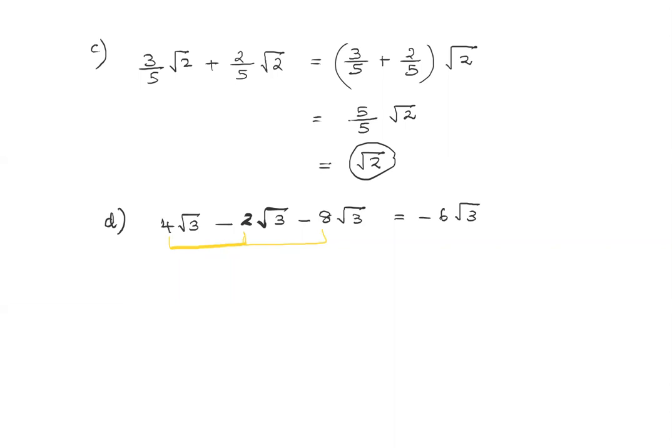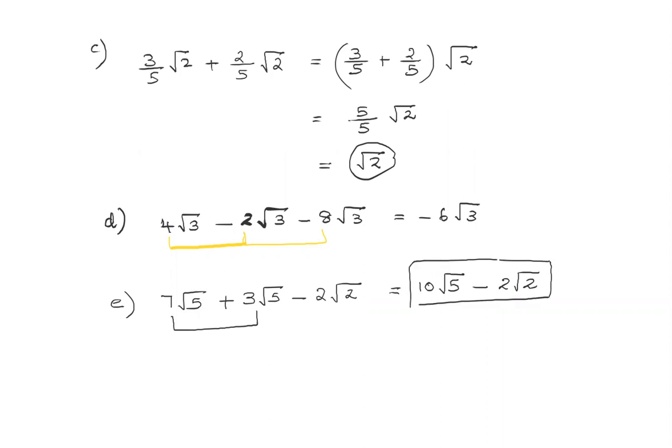And the last problem, E, we have 7 times square root of 5 plus 3 square root of 5 minus 2 square root of 2. So only these two are like radicals. We cannot add the square root of 2. So it's going to be 10 square root of 5 minus 2 square root of 2. So this is our final answer. Because these two are not like radicals, we cannot combine them. So that's the end of R3.